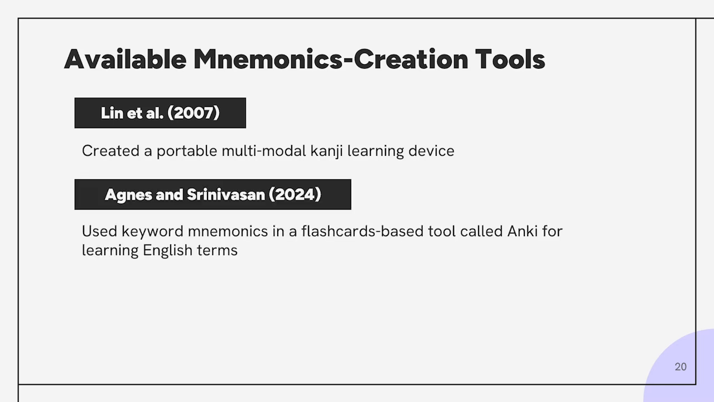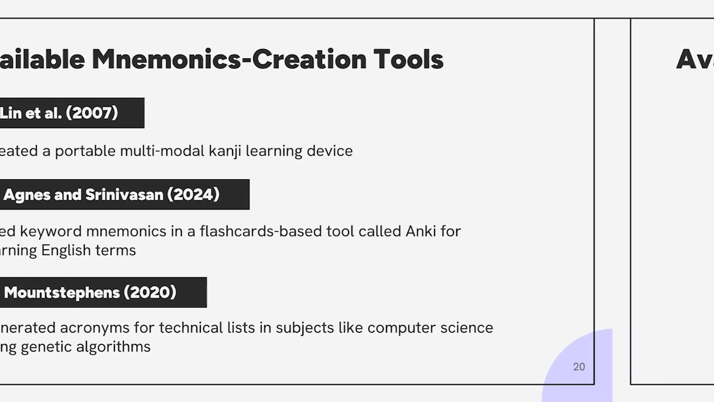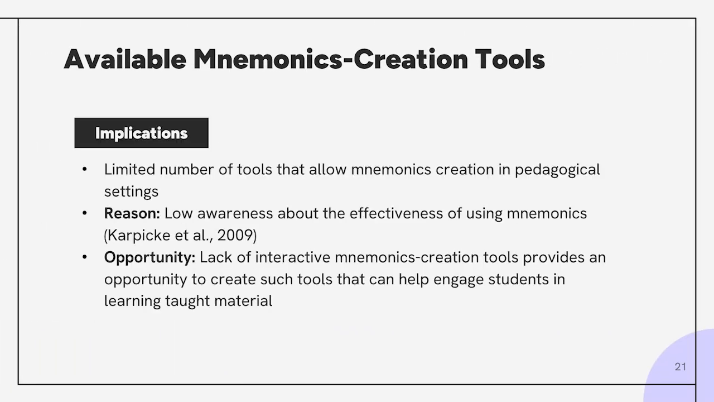Some made use of existing tools to incorporate mnemonics into, such as Agnes and Srinivasan, who used a flashcards-based tool called Anki for learning English terms using keyword mnemonics. Some produce algorithms to automatically generate mnemonics, such as Mount Stevens, who used genetic algorithms to generate acronyms for technical lists. There are very few tools that allow mnemonics creation in educational settings. This may be due to the fact that there is a low awareness about the effectiveness of using mnemonics in knowledge retention. Hence, this can provide an opportunity to create such tools that can help engage students in learning material.